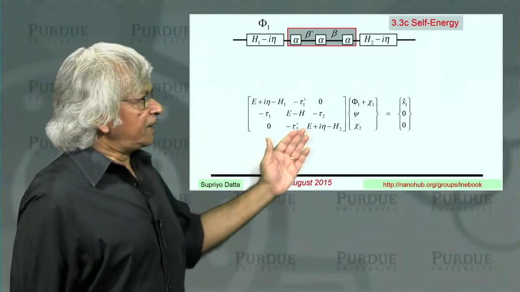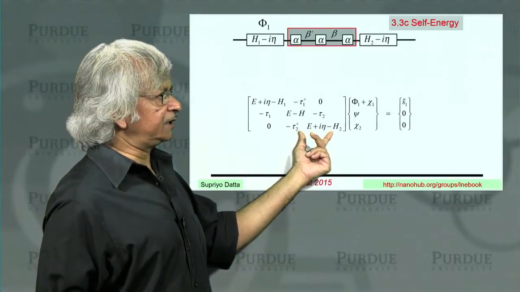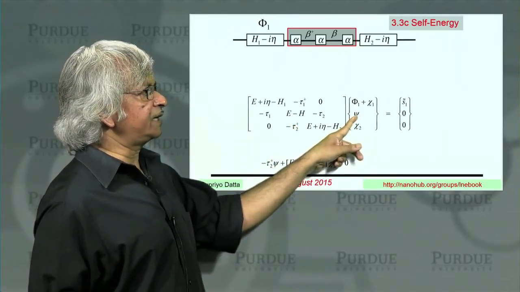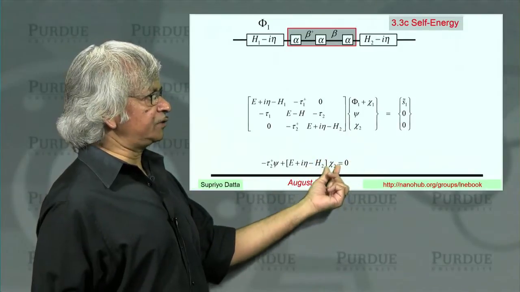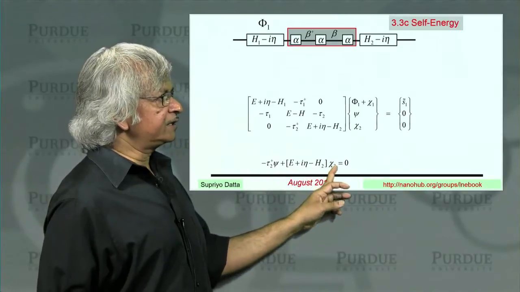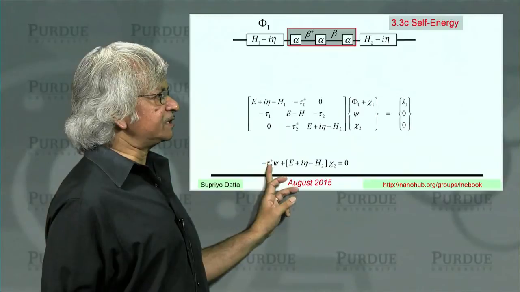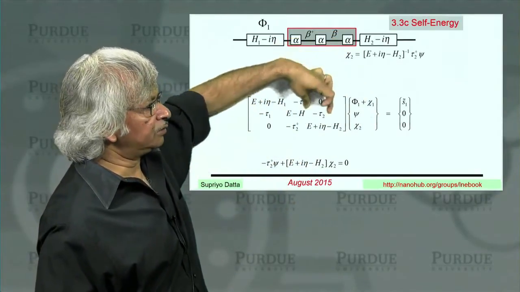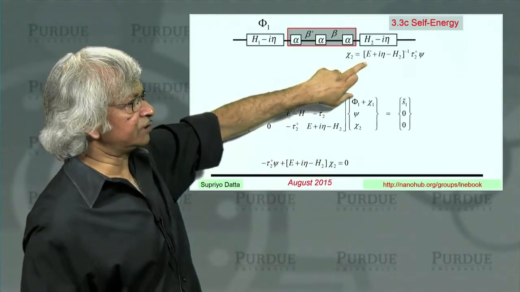Okay, so we have these three equations. So what we'll do first is write them out one by one. Look at the last equation. If you write it out, you get minus tau 2 dagger psi plus E plus I eta minus H2 times chi2 is equal to 0. So you can solve this for chi2, because it's equal to the inverse of this times this quantity. So that's this expression. Chi2 is equal to this inverse times tau 2 dagger times psi. That's what I've written there.